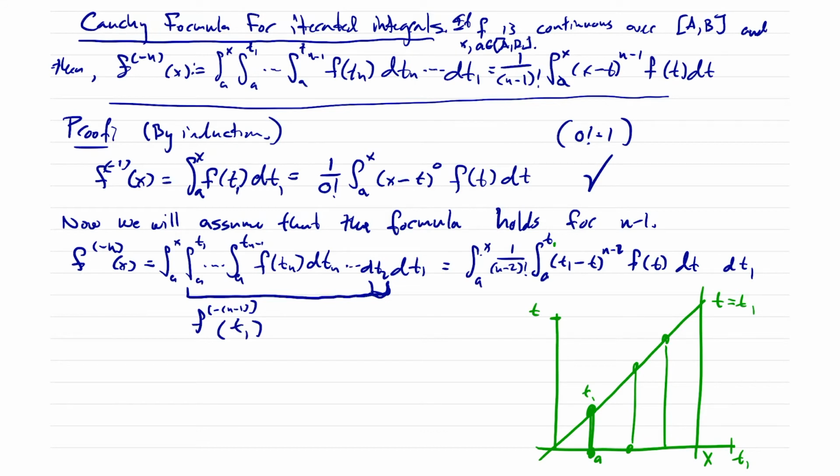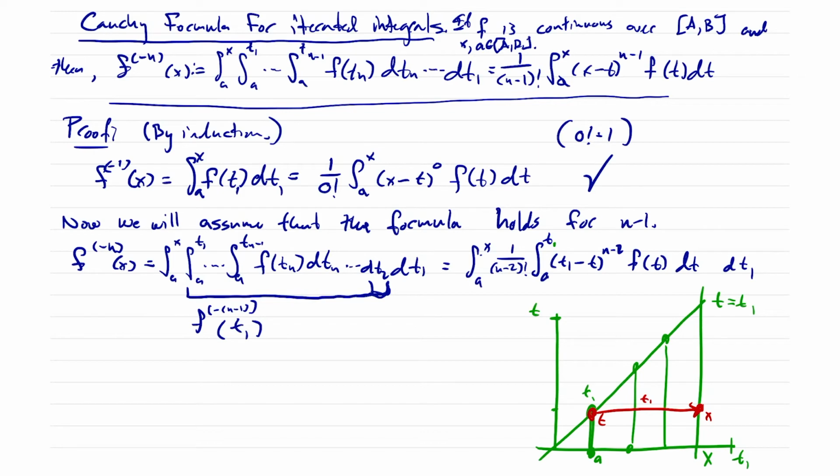Okay, so now we want to exchange these variables. And so we're going to say now, for fixed t, what is t1 doing? Well, in this case, for fixed t, t1 should be going from t all the way up to x. So this is t1 doing this.